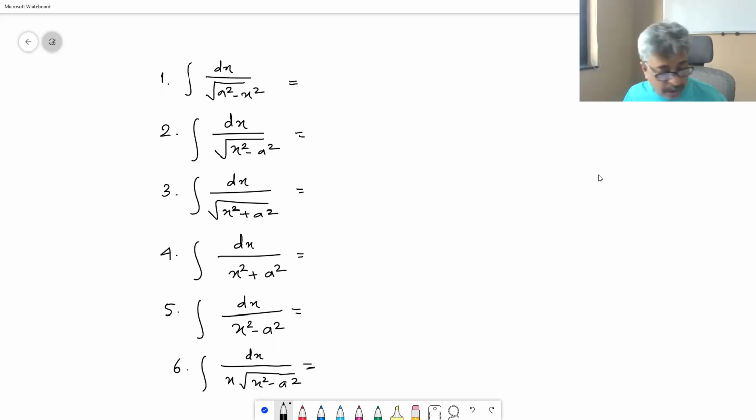And if you wish to solve complicated problems, then you need to remember some not standard but non-standard integrals, considering them to be standard. However, the 6 integrals that I have written on board are standard, and therefore you need to remember them.